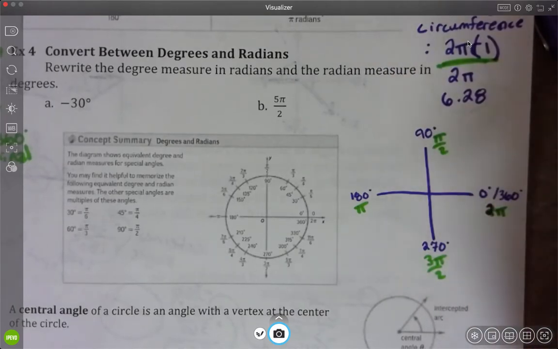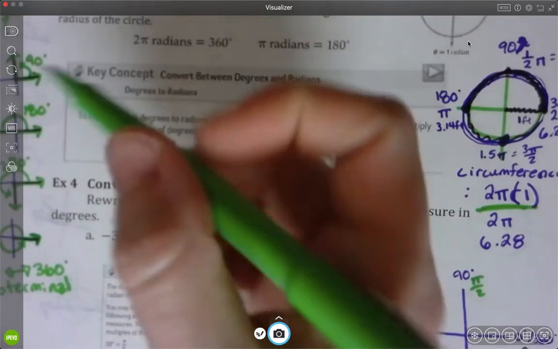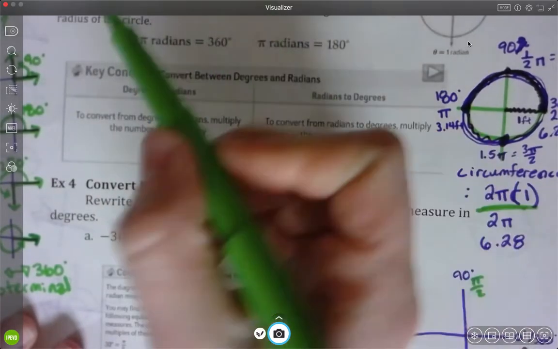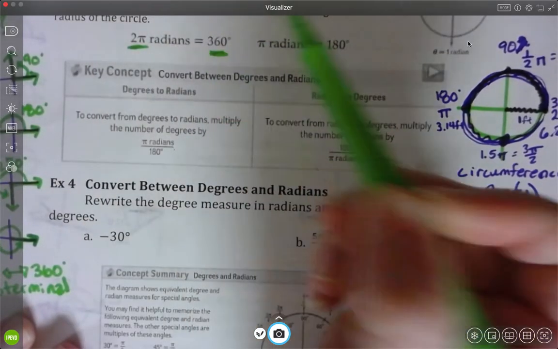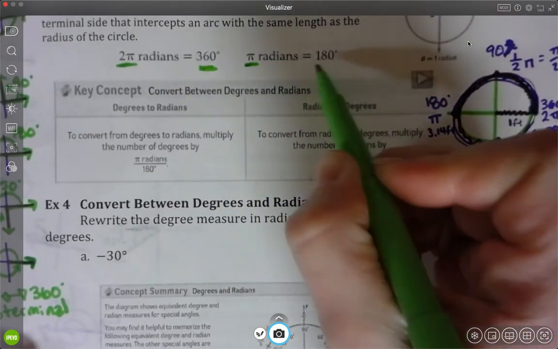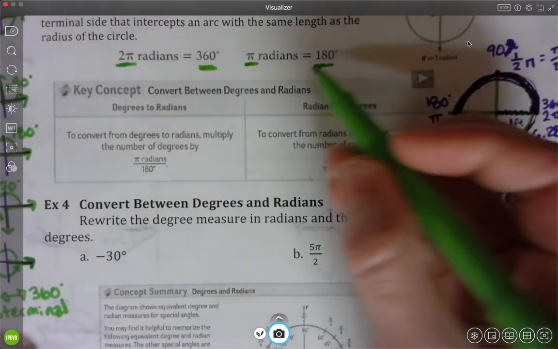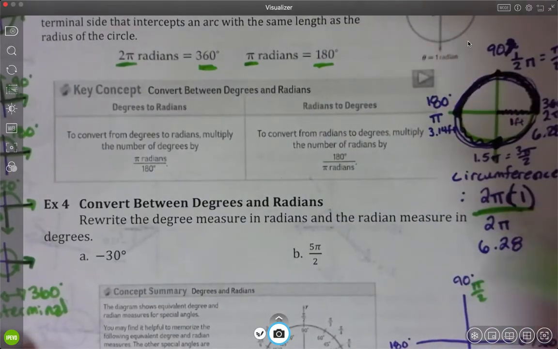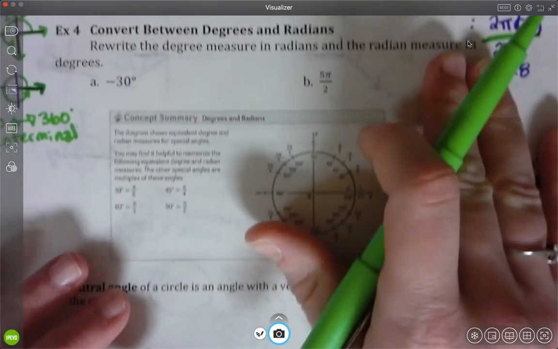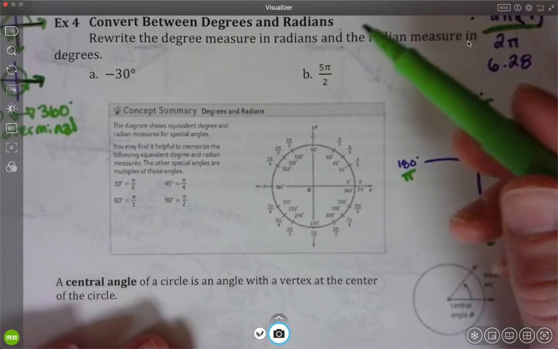Okay. So now they're going to talk about how this relates from degrees to radians. So 2 pi is the equivalent of 360 degrees. Okay. Which means that 1 pi is the equivalent of 180. That's what we just wrote down here, okay, on our unit circle. 1 pi is 180 degrees. So what they're going to have us do down here is rewrite the degree measure in radians and the radian measure in degrees.